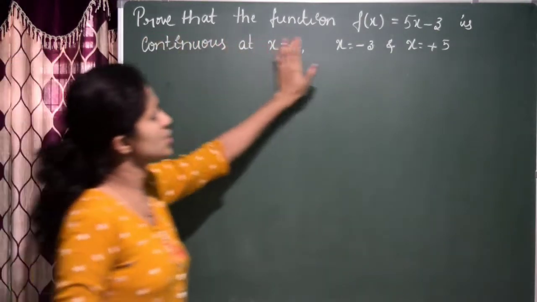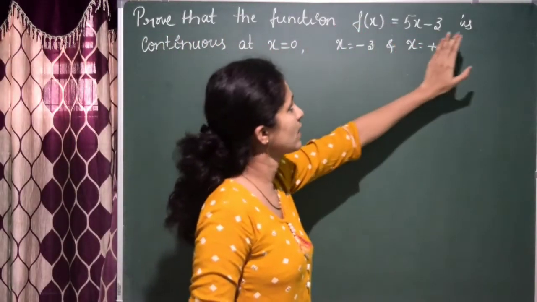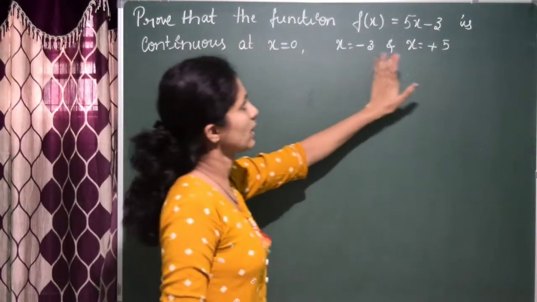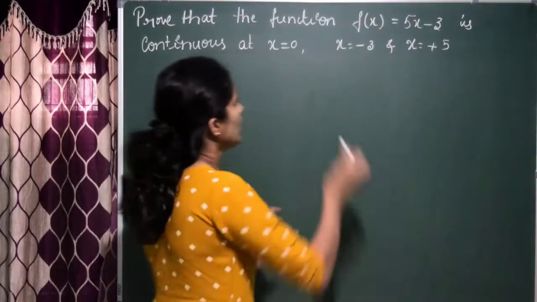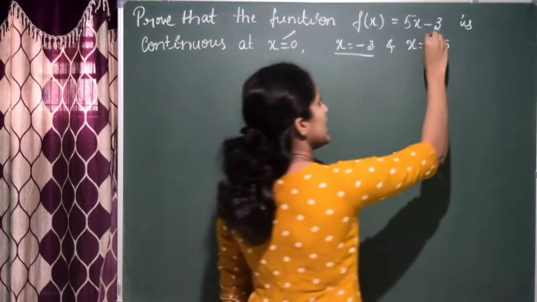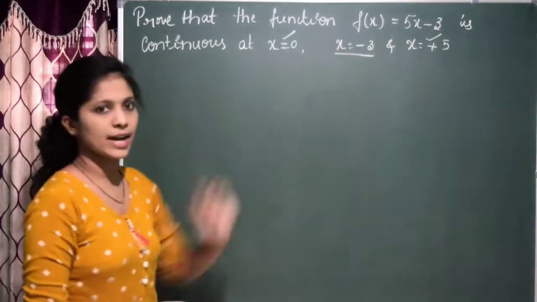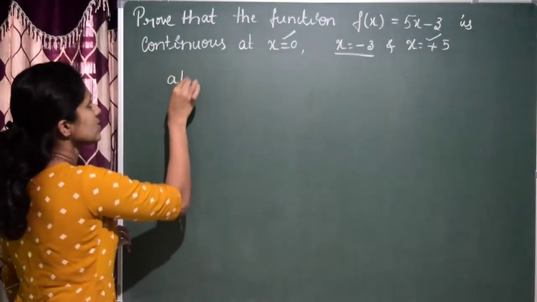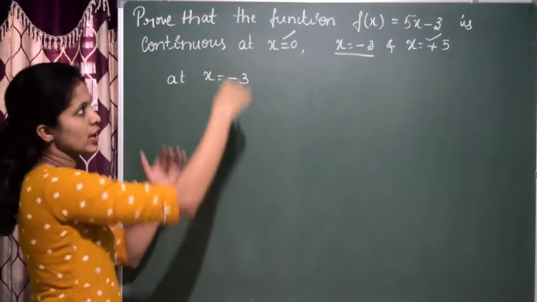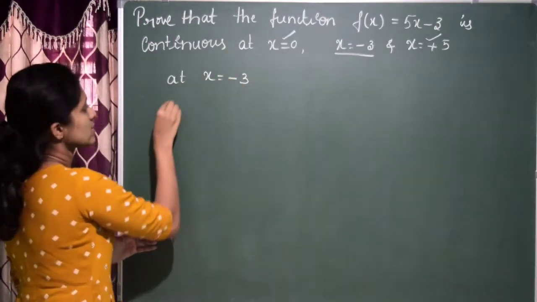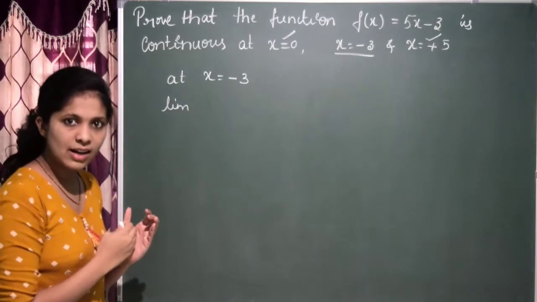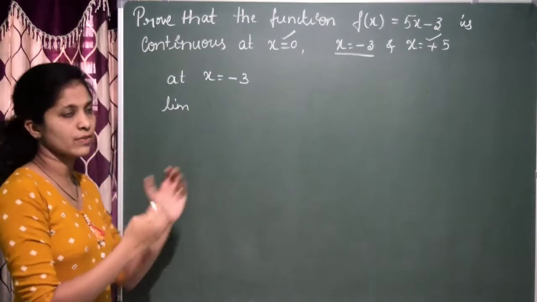Prove that the function f of x is equal to 5x minus 3 is continuous at x equal to 0, x equal to minus 3 and x equal to 5. We will see at x equal to minus 3. You have to solve x equal to 0 and x equal to 5. We will check at the point x equal to minus 3. Only one function is given, there are no two functions defined. So you have to check the left hand limit as well as the right hand limit. After that you check that point.